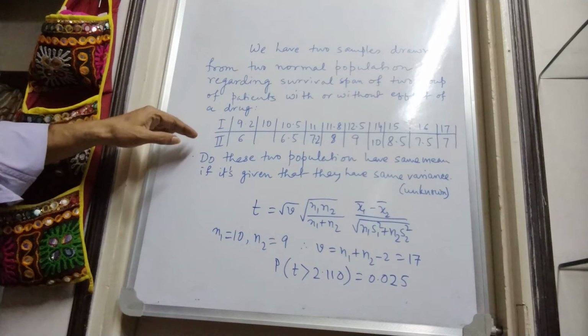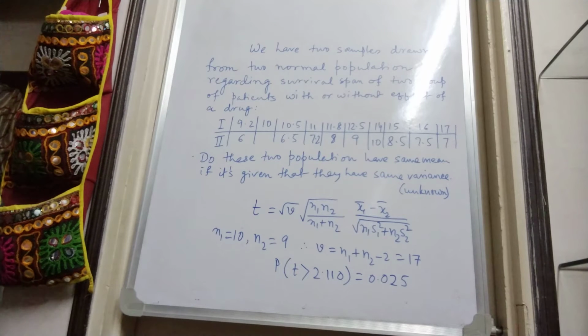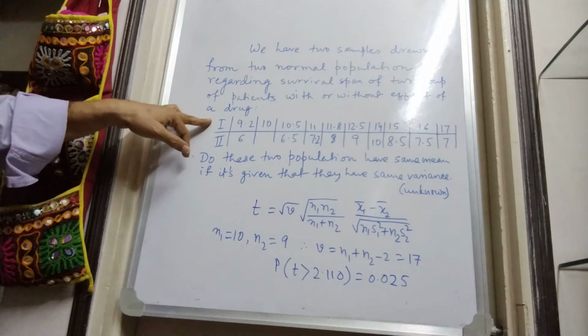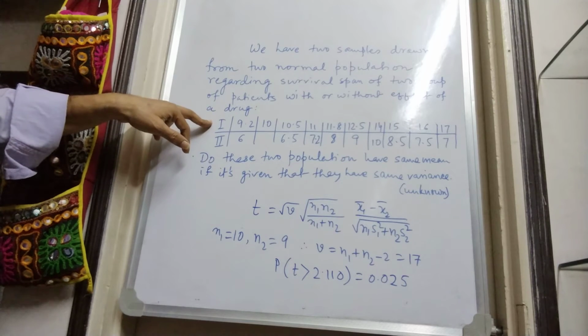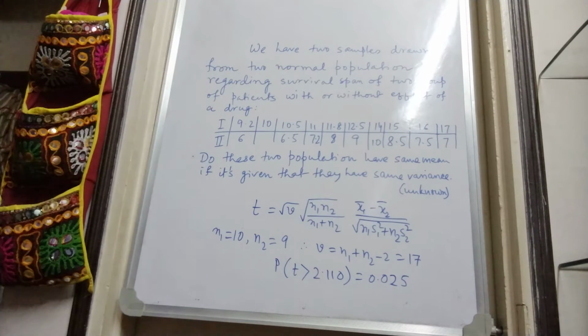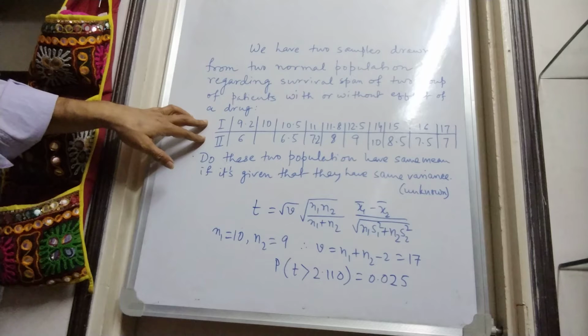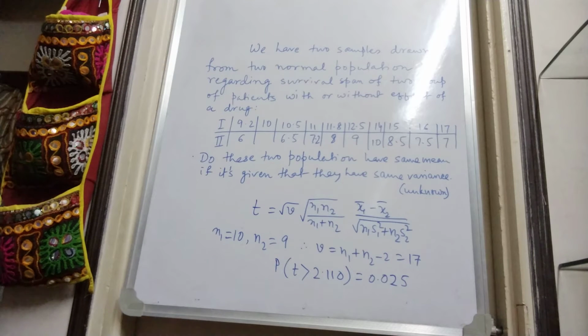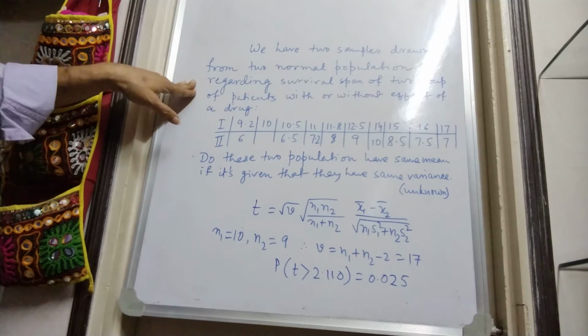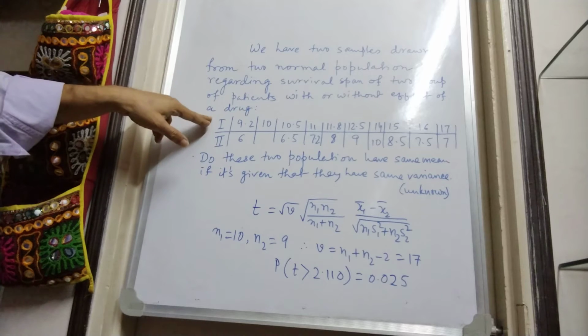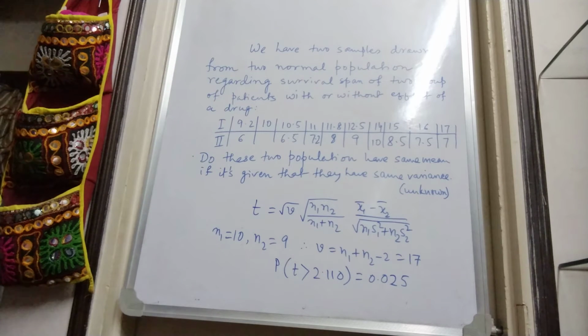We may represent it in many different ways. This may represent the timing of an athlete in a 100-meter sprint with or without a drug, with or without training. We may represent this as the perfection attained by a shooter with or without practice. There may be innumerable ways to represent this data. We assume that in this case the set of data 1 represents the survival span of a group of patients with drugs, and this is without drug.